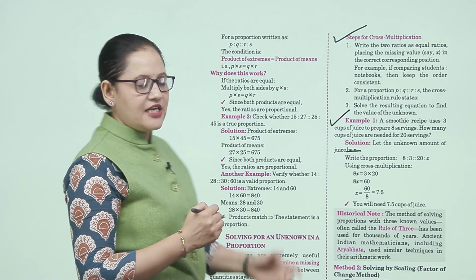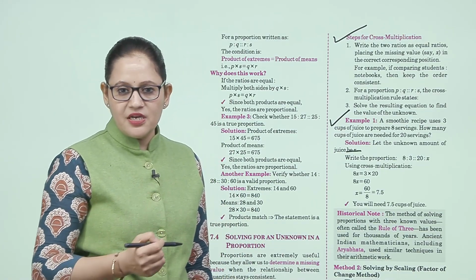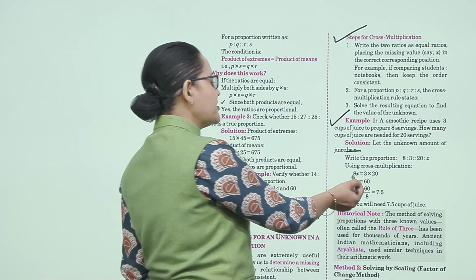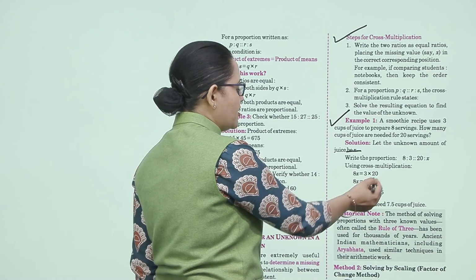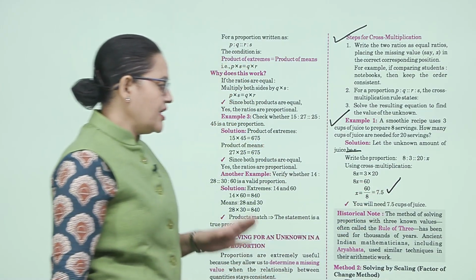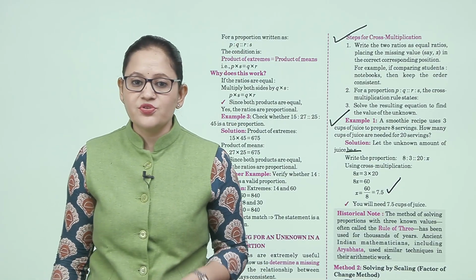We can write it as 8 by 3 equals 20 upon x. So, that gives 8x equals 3 into 20. When we solve it, we will get 7.5. So, we need 7.5 cups of juice.